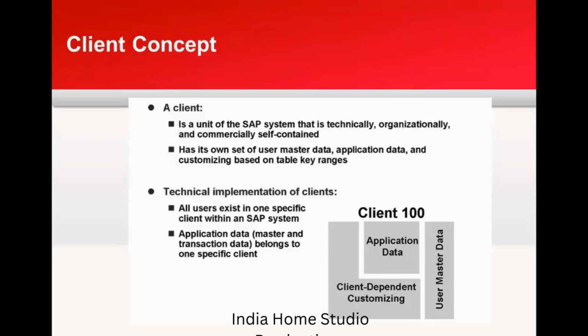Technical implementation of clients: all users exist in one specific client within an SAP system. Application data, that is the master data and the transaction data, belongs to one specific client. Say here I am showing you an example of a client, client 100. We can have any number of clients, and the naming convention is basically a 3-character number, and it should have its own user master data, own application data and own client-dependent customizing data. So that is basically what the client is.